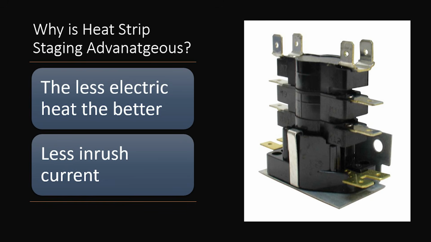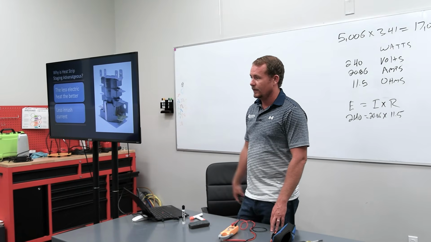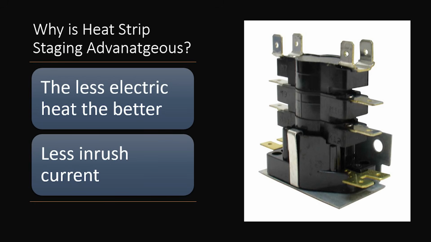All right, let's talk about heat strip staging. Why would we stage heat strips if you had more than one? So that way they don't come on at the same time. You're especially going to see this in other markets where they have 15 and 20 kilowatt heat. Less inrush current? Yeah, it's brilliant. Where'd you get that from?